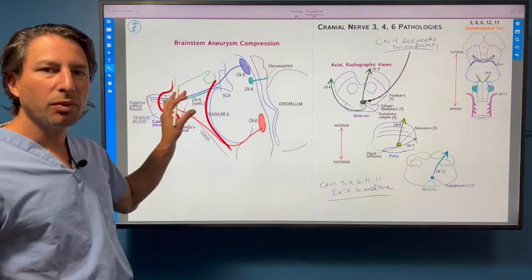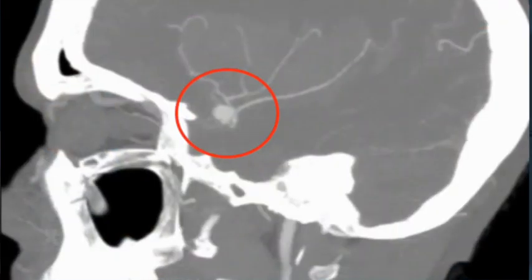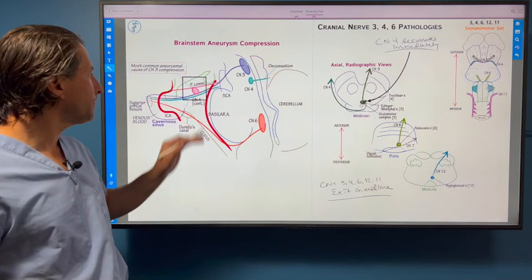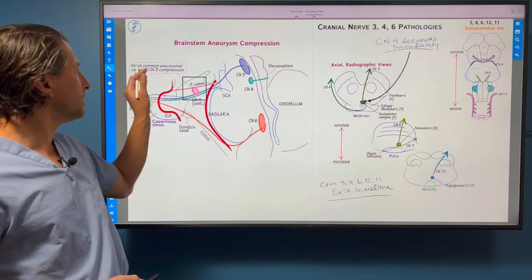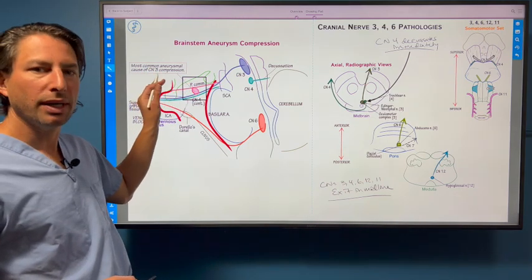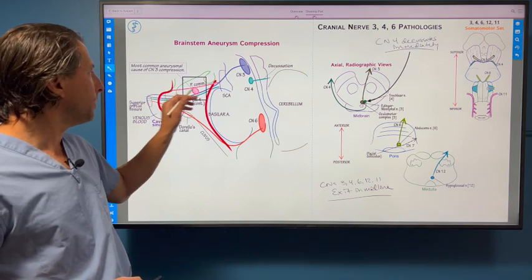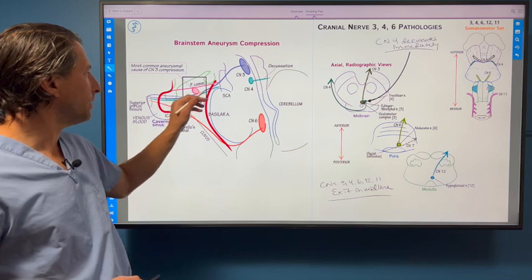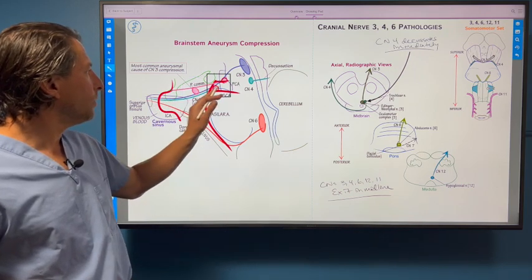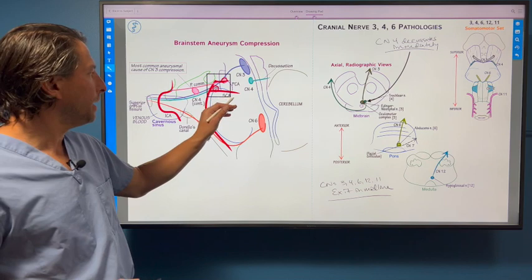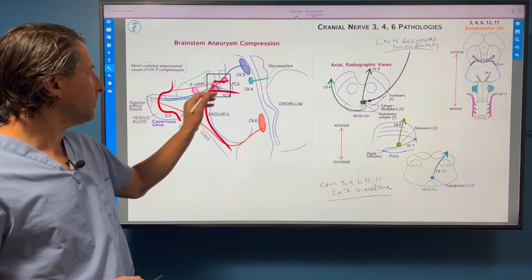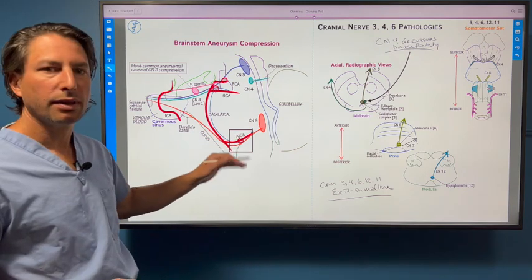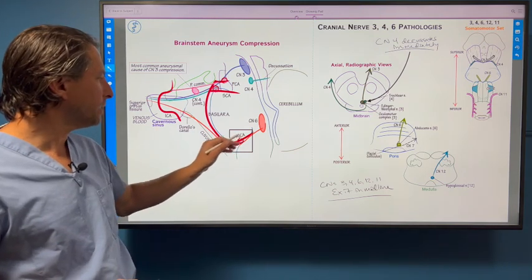So let's talk about different brainstem aneurysms and the different oculomotor dysmotility they can cause. So PCOM aneurysm. This is the most common aneurysmal compression of cranial nerve 3. The posterior communicating artery affects cranial nerve 3 as it exits here. Then we also have the posterior cerebral artery and superior cerebellar arteries can affect right in here. And then AICA, the anterior inferior cerebellar artery, can affect cranial nerve 6 here.